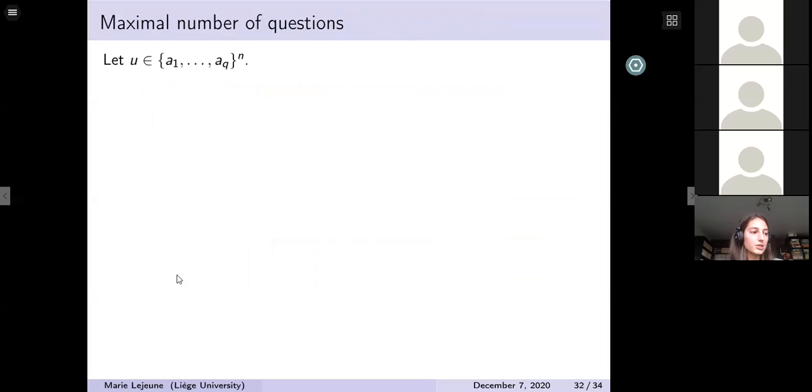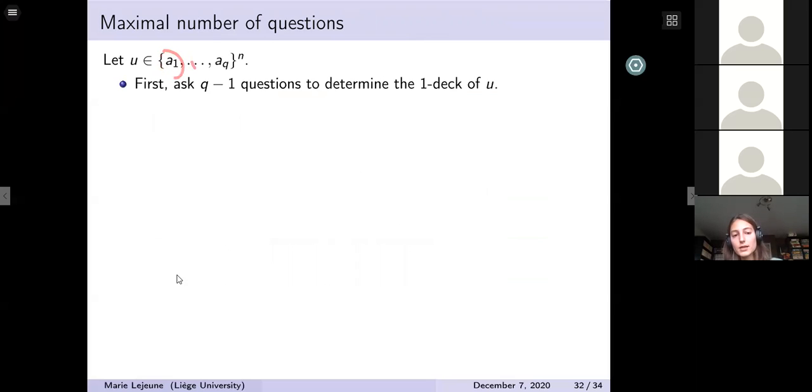Okay, and just to finish, how many questions did we ask? Let's take an alphabet of size Q. First, we determined the Parikh vector of the word. So we ask for every letter except the last one, which we can deduce from all the others. So we ask Q minus 1 questions.